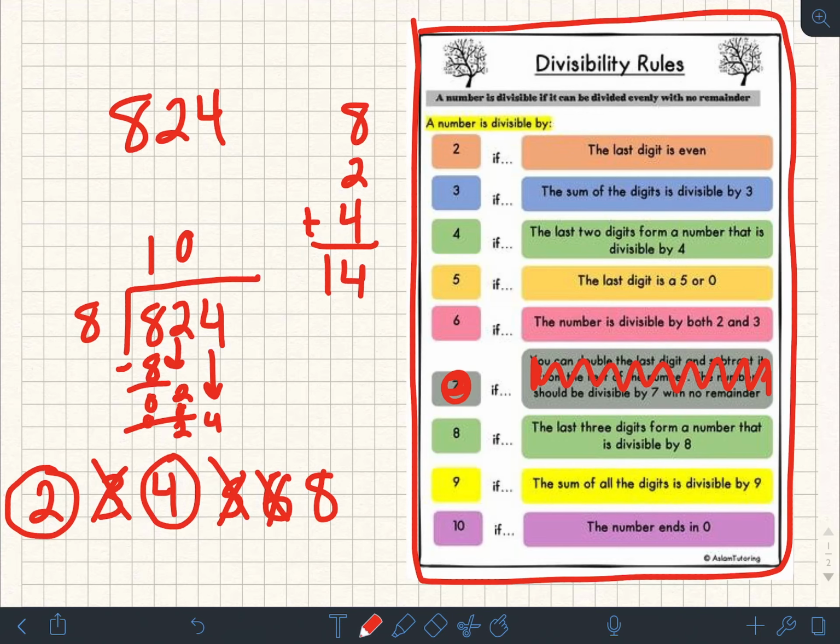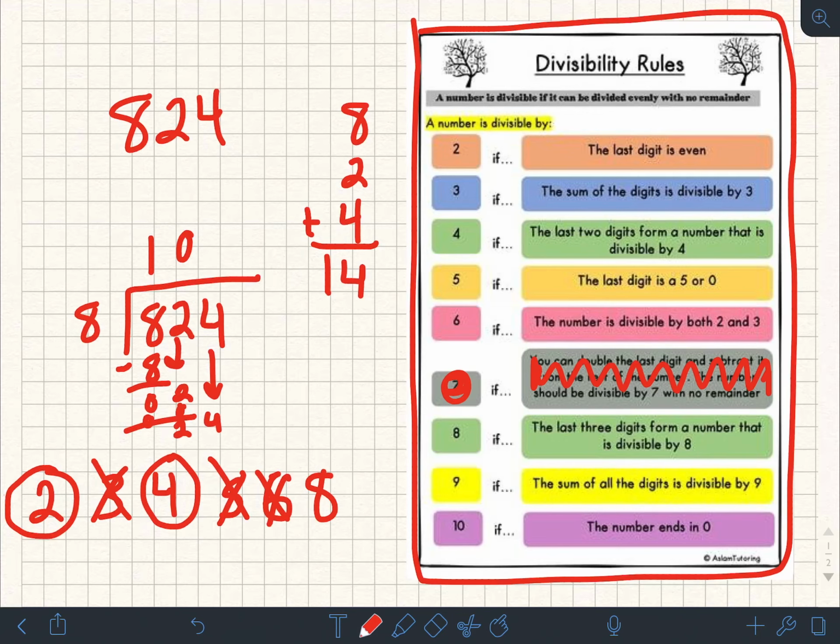If the last two digits form a number that is divisible by 4, this is our test for 4. 24 is divisible by 4, so this number is divisible by 4. Okay, the test for 5. The last digit is a 5 or a 0. The last digit in 824 is not a 5 or a 0, so it's not divisible by 5. The test for 6. If the number is divisible by both 2 and 3. This number is divisible by 2, it's not divisible by 3, so it's not divisible by 6.